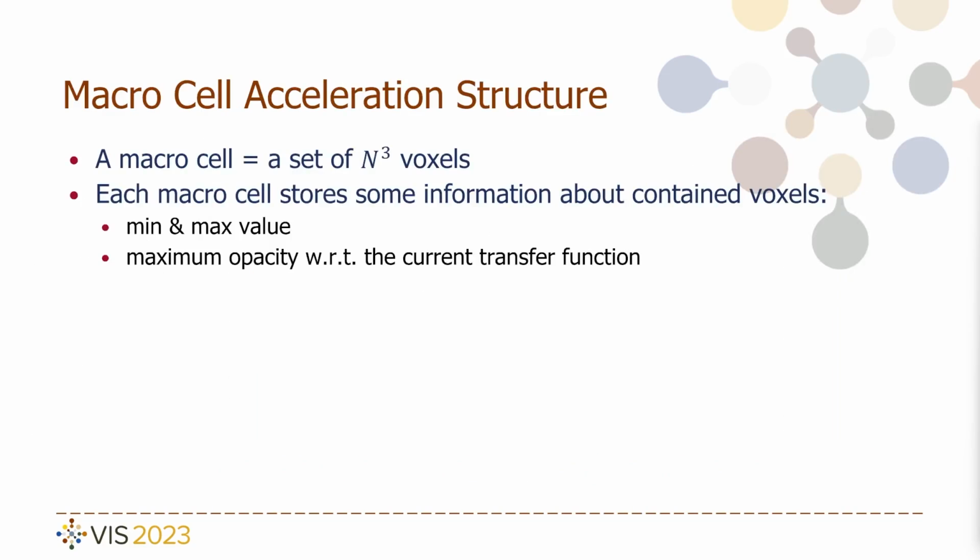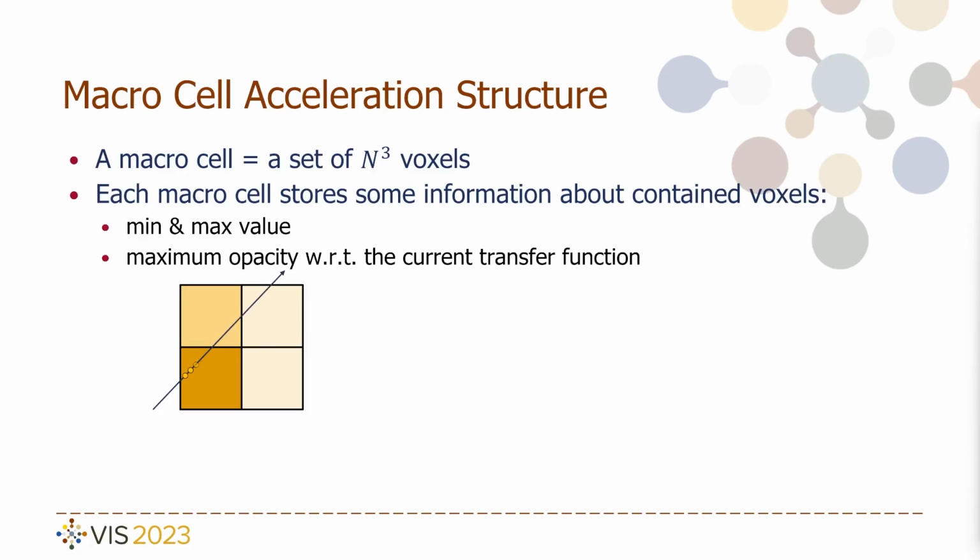For instance, we can establish macrocells over the volume domain. A macrocell is fundamentally a large cell encompassing n-cube voxels. Within each macrocell, we can store the minimum and maximum voxel values, as well as the maximum opacity with respect to the current TFN. Utilizing macrocells allows us to implement empty space skipping and adaptive sampling. We can also expedite volumetric path tracing by establishing varying majorant bounds.